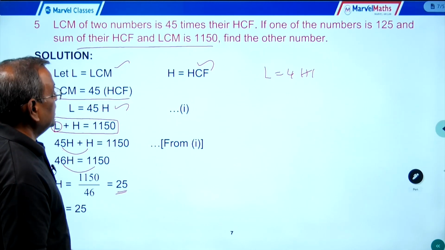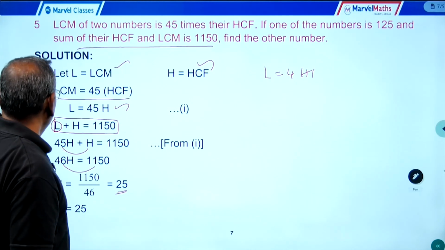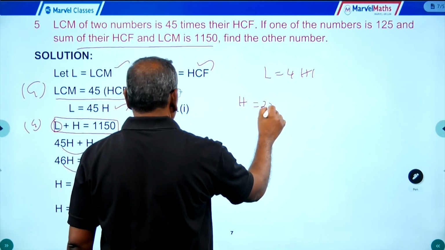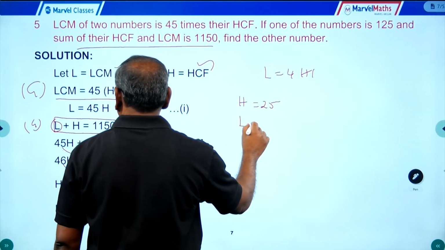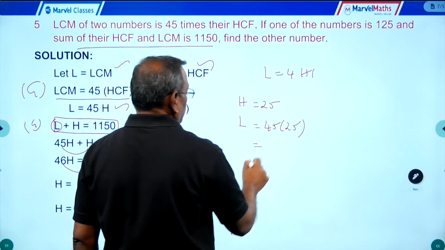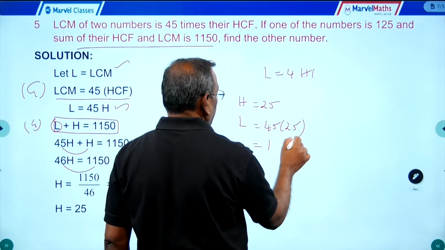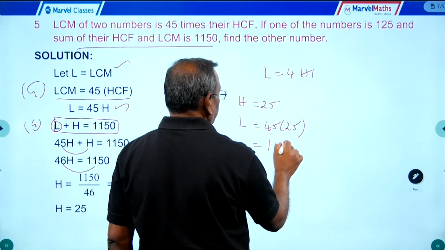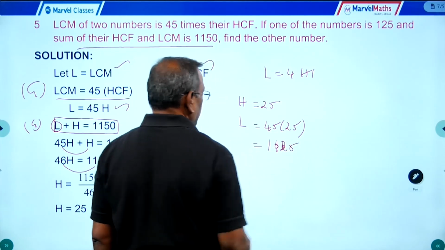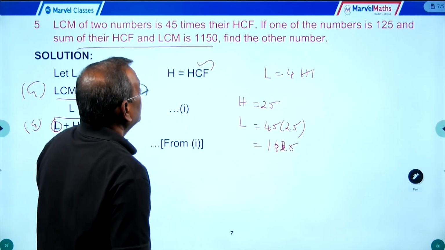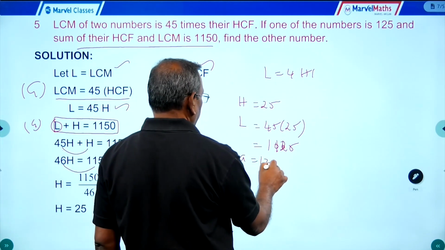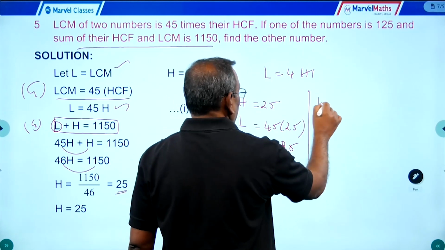Now the question is, find the other number. HCF is calculated, HCF equal to 25. And what is LCM? LCM equal to 45 into 25, which is 1125. And one number is 125. One number is A equal to 125. Our aim is to find B. So what is B equal to?